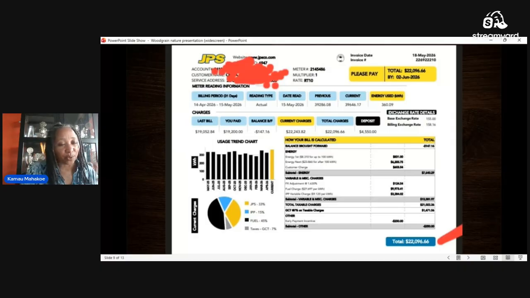So they add up those three things: the energy first, the energy next, and the customer charge. And they deduct anything if you had a negative balance, if you had paid extra, they take that out. And if you had not paid everything, they add that, and that's how they come to your total bill. But there are a few other miscellaneous charges, variable and miscellaneous charges.